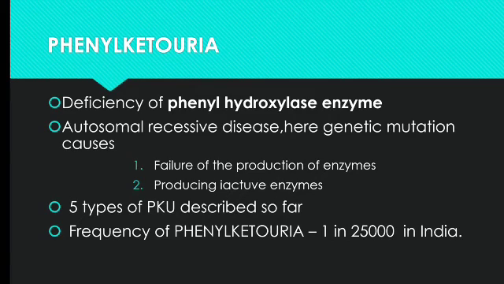The frequency of phenylketonuria. Previously, they thought it occurred as 1 in 10,000. But with advanced technologies, they have realized that it occurs at 1 per 1500 births. But fortunately, in India, we have a smaller amount of this disease, about 1 in 25,000.